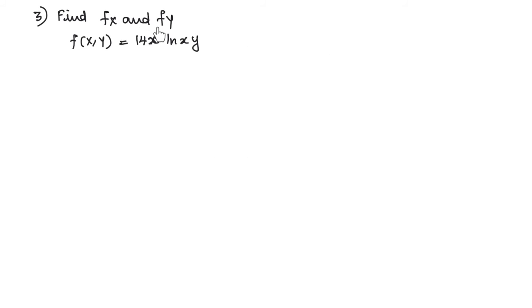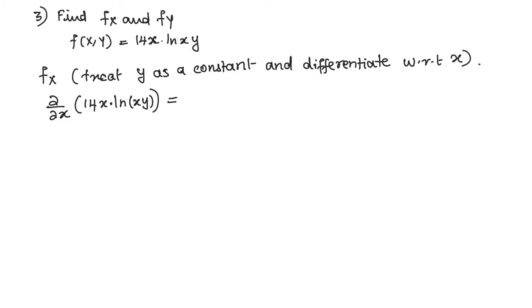In this example, we need to find the first partial derivative. So first we will find the partial derivative of f with respect to x, treating y as a constant. So while taking the derivative with respect to x, there are two functions here, right, f and g. So we need to use the product rule. So f prime g plus f g prime. And remember here y is constant. So derivative of f is 14 and g, that is just ln of xy, plus f, that is 14x.